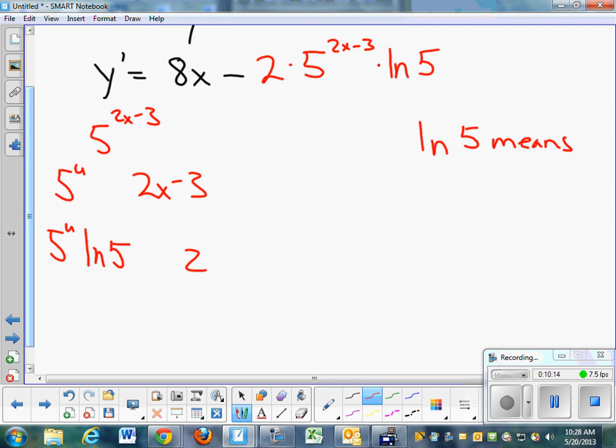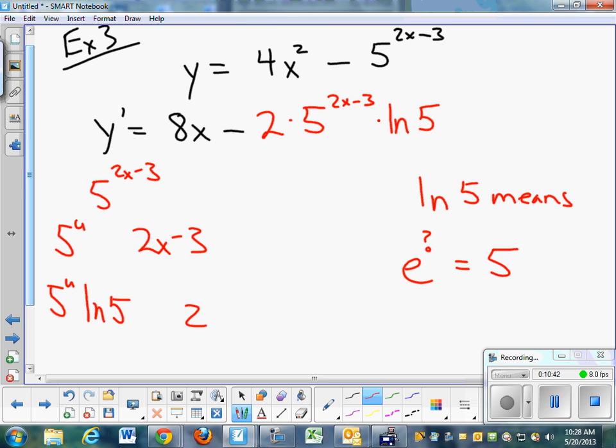Okay, what is the base of the natural log? E. So e to what power is equal to 5? And e is a number, 2.718. So the question is what power is that going to be? Is it going to be 2? Is it going to be 3? Is it going to be 1? Obviously it's a decimal, but that's what a logarithm solves for. So that's my derivative. Any questions?